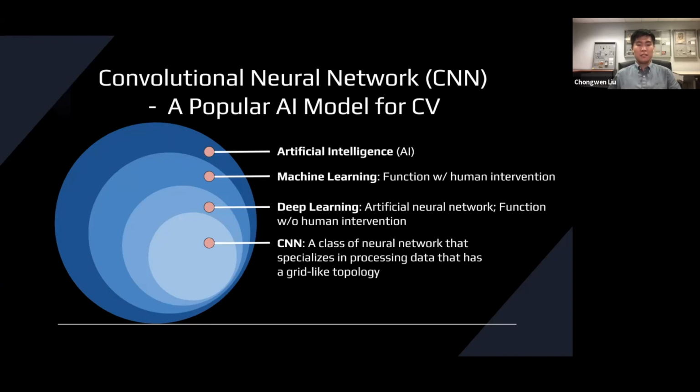And in the end, CNN is a class of artificial neural network that specializes in analyzing data that has a grid-like topology. In other words, it's specialized in analyzing digital media like images, videos, or other things. CNN utilizes a crucial component called convolution layers, which I will give a brief description of in the next few slides.